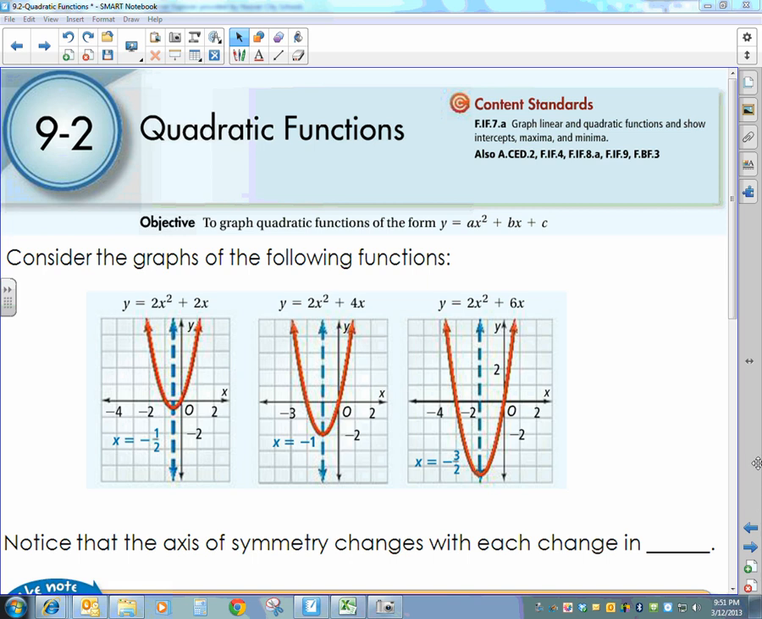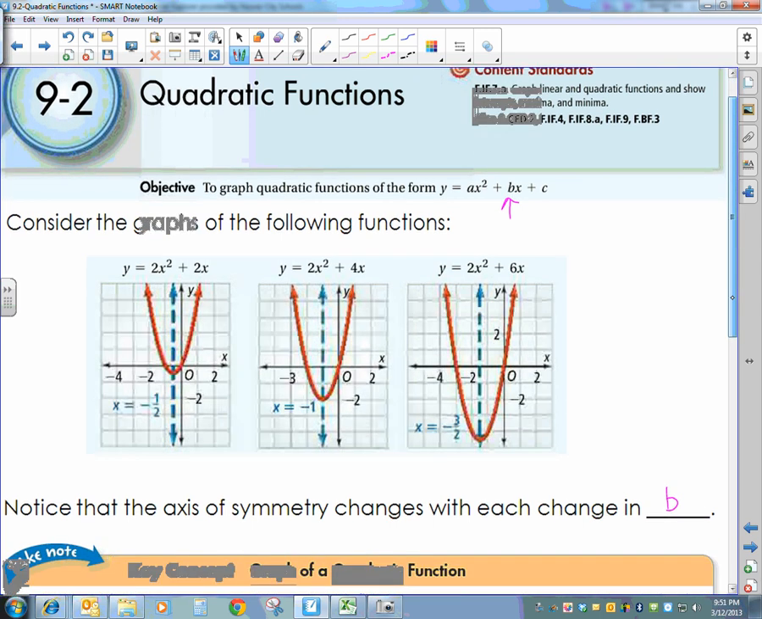So to continue in our chapter, today we're going to talk about quadratic functions and concentrate on graphing quadratic functions, just like we talked about yesterday, y equals ax squared plus bx plus c. If you look at the different functions that we have, 2x squared plus 2x, 2x squared plus 4x, and 2x squared plus 6x, hopefully you have noticed that the changes in our graph are all affected by the second term, the linear term, what we will refer to as b. The coefficient of our linear term is represented by the letter b in our standard form.